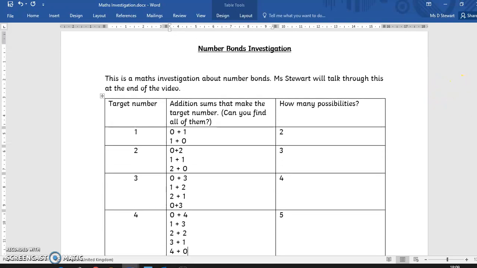Hello Year 1, this is a very quick video to give you a bit of feedback about this investigation. Just a reminder that you had to find all the ways of making these target numbers using two numbers.